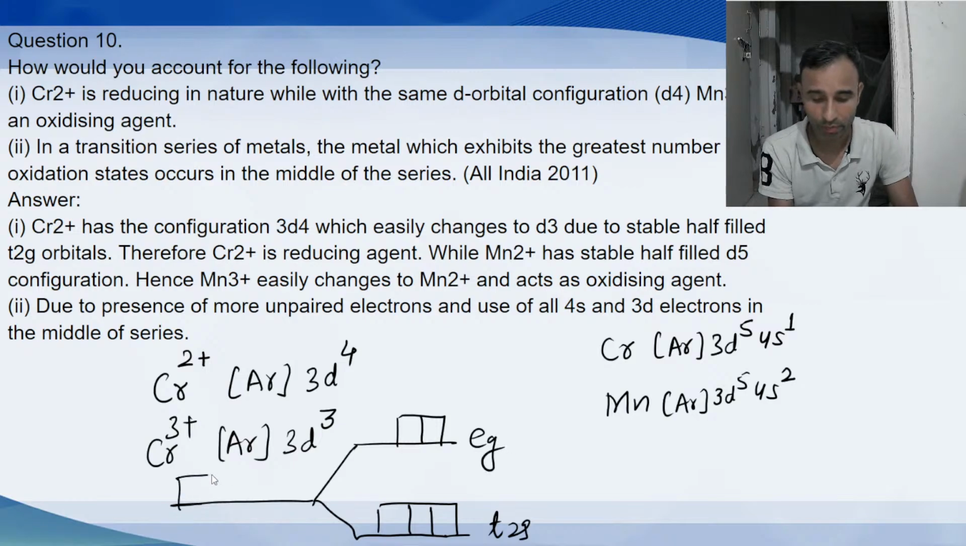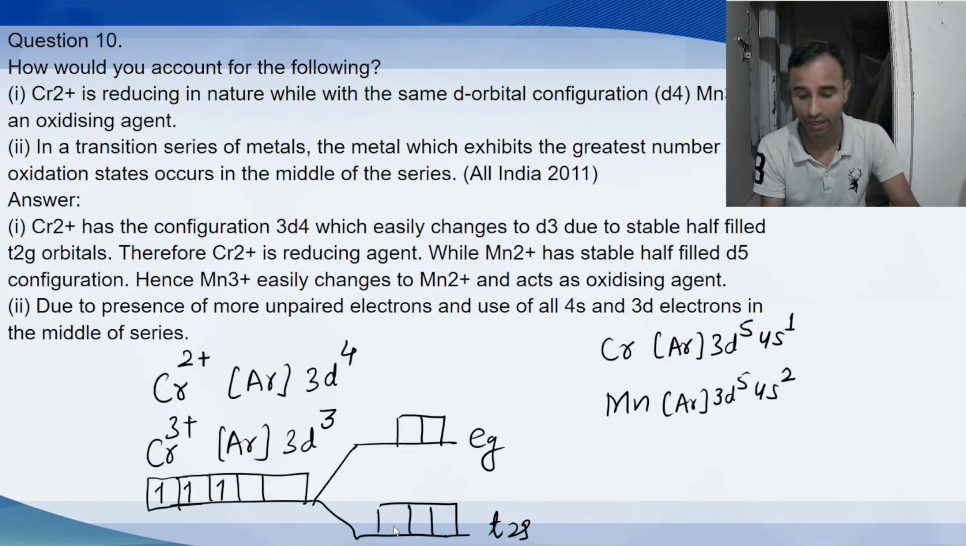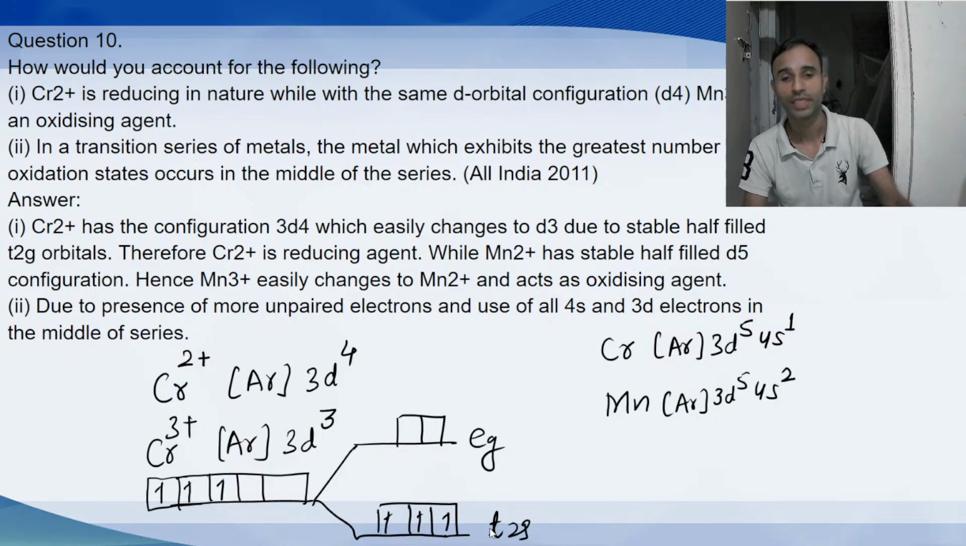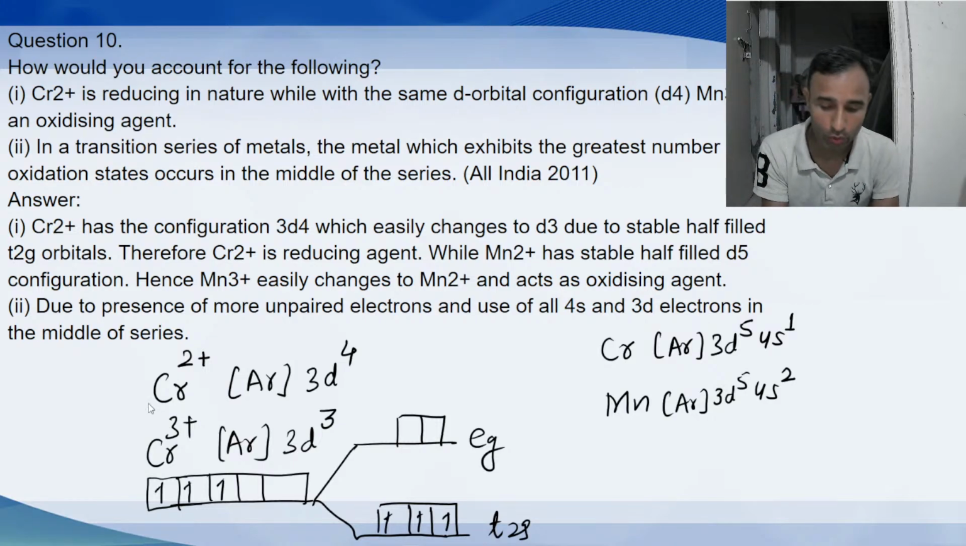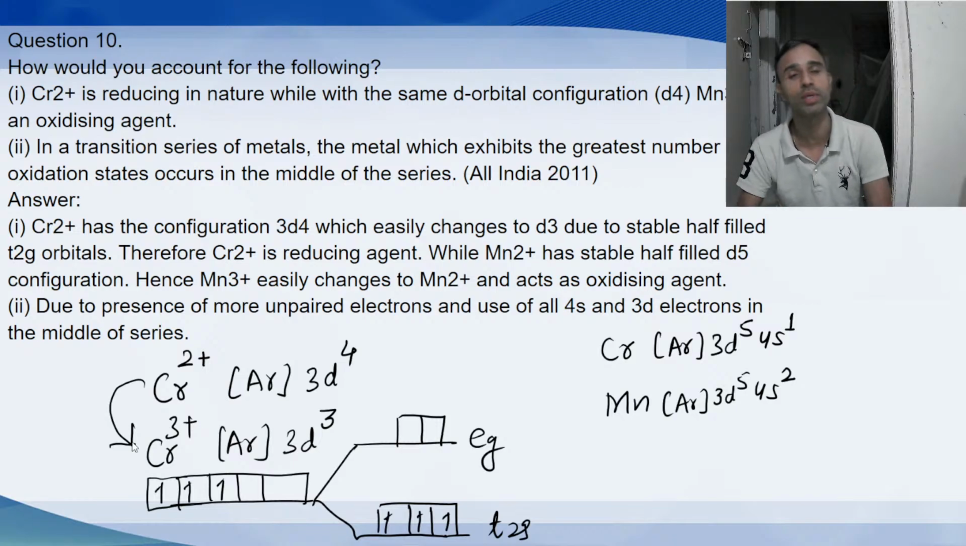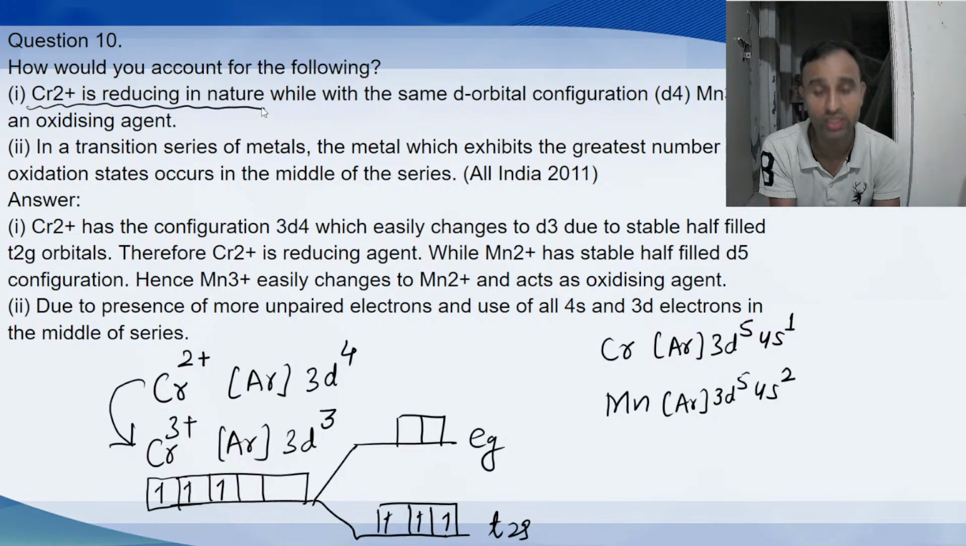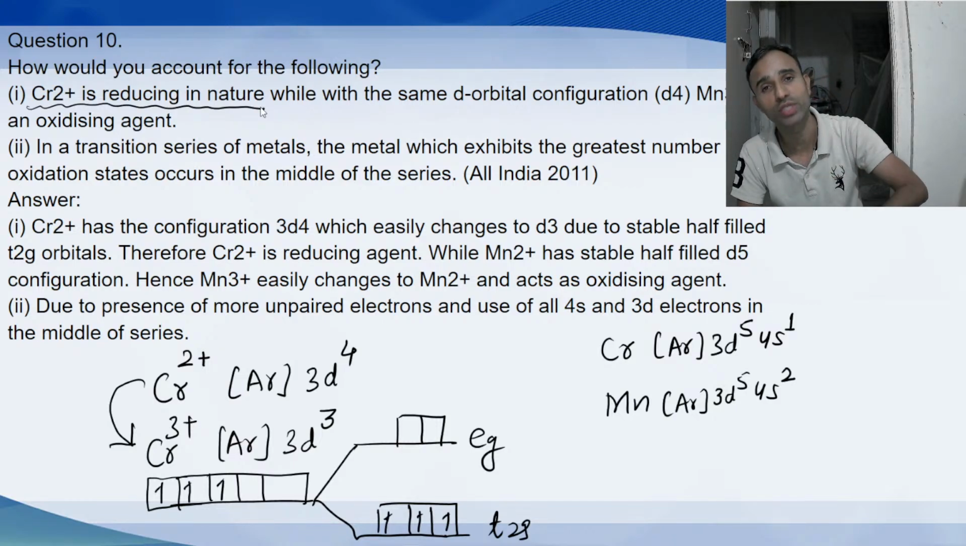It is like this, 3d5, but in Cr3+ it is 3d3, so it is t2g3, an exactly half-filled configuration in t2g, which is more stable. That's why chromium 2+ can easily convert into chromium 3+ by losing one electron, so that it becomes more stable. That's why it is reducing in nature. The one which can lose an electron easily acts as a reducing agent.